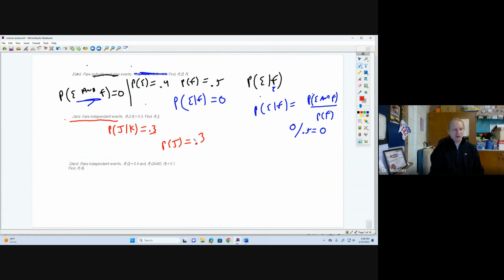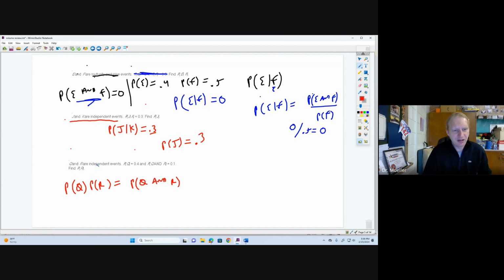All right, and then let's take a look at the third one. It says Q and R are independent events. When events are independent, remember there are 3 different ways that we can show that the events are independent. If 2 events Q and R are independent, then the probability of Q times the probability of R is equal to the probability of Q and R.